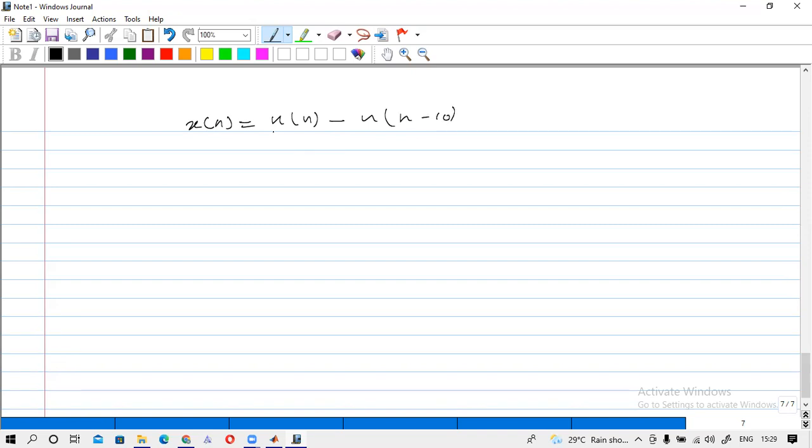Let's say you have this kind of sequence. If you draw u[n], you can see that you have some impulses at 0, 1, 2, 3, and so on up to 10, and you will have more impulses up to infinity. And if you plot u[n minus 10].